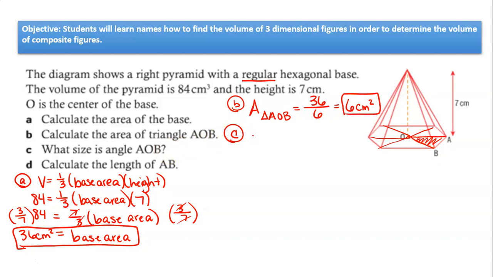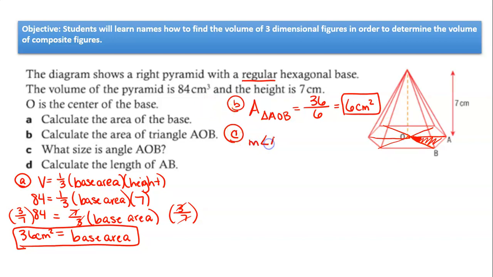For C, they are asking us to calculate the size of angle AOB. So for triangle AOB, they want us to find this angle here. Well, we know in a circle, it's 360 degrees. So if all of these triangles are equal, then all those angles are equal right here. All the points of these triangles meeting at O, all those angles are equal. So we can take the whole 360 degrees, divide it by 6, and that'll get us that angle AOB.